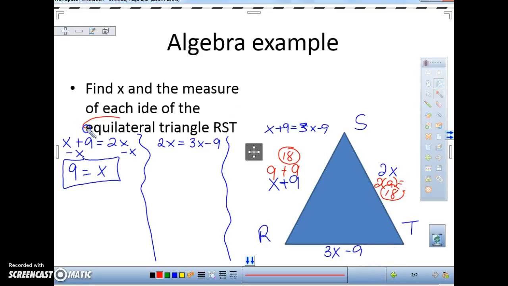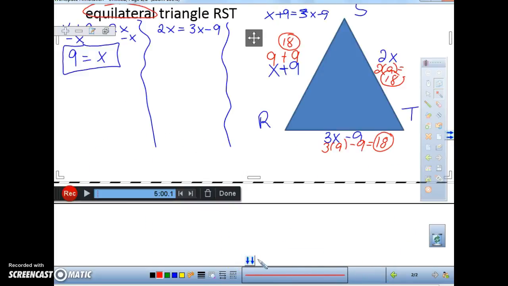I hope so, because it's supposed to be equilateral, so they better be all the same. 3 times 9 minus 9, 18. So all three sides are 18. If I got something different, like 18 and 12, then I know I did something wrong. Either my algebra was wrong or my equation was set up incorrectly. I have to go back and find my mistake because it says equilateral. All three have to be the same.